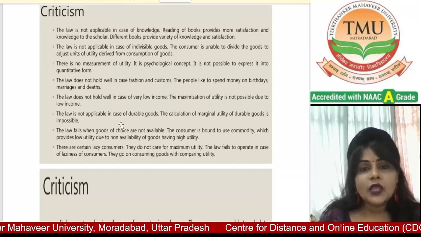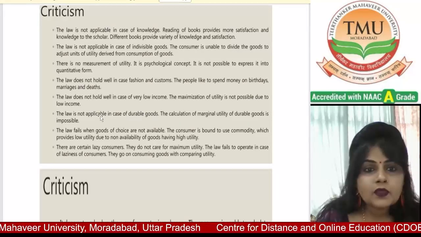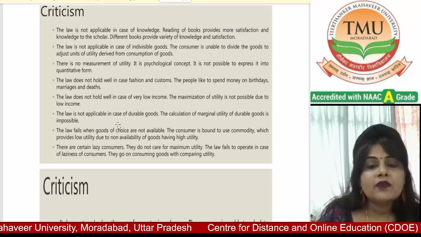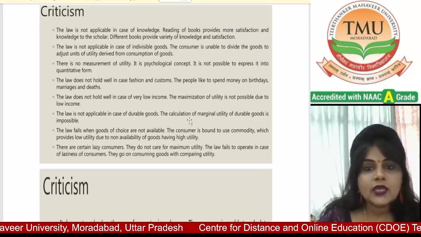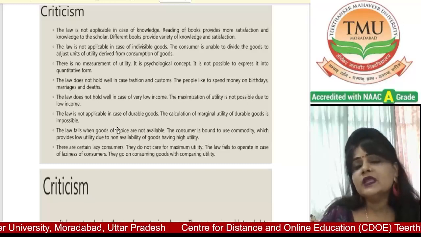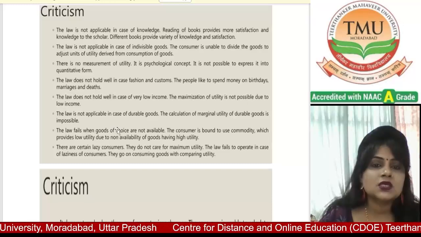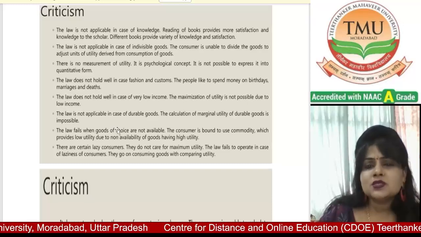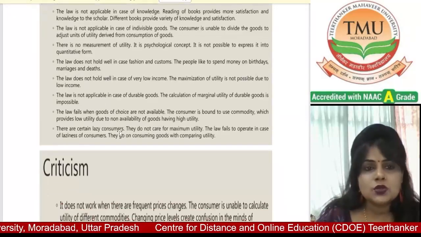Now, next, the law is not applicable in the case of durable goods. The calculation of marginal utility of durable goods is impossible. For many durable goods such as machines and clothes, it is not possible to count their utility.